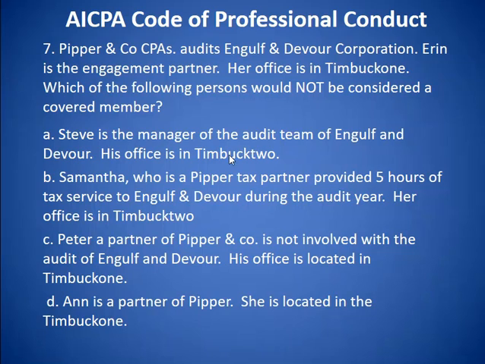Pipper and Company CPAs audit the Engulf and Devour Corporation. Aaron is the engagement partner, in other words, the partner who's actually in charge of the audit. Her office is located in the city of Timbuk 1. Now the question is, which of the following persons would not be considered a covered member? And you're given four different individuals. You have to pick out the member that would probably not be considered to be a covered member.